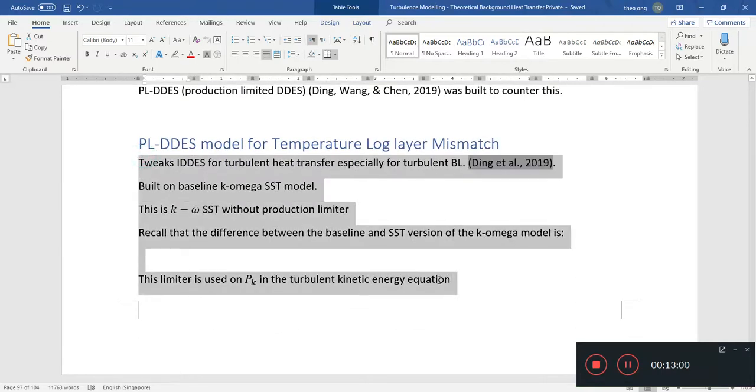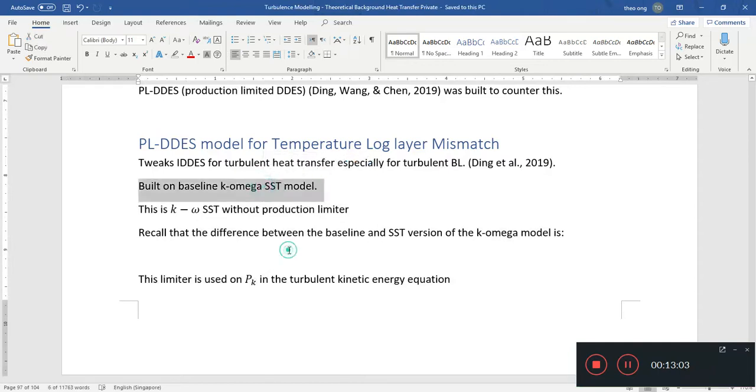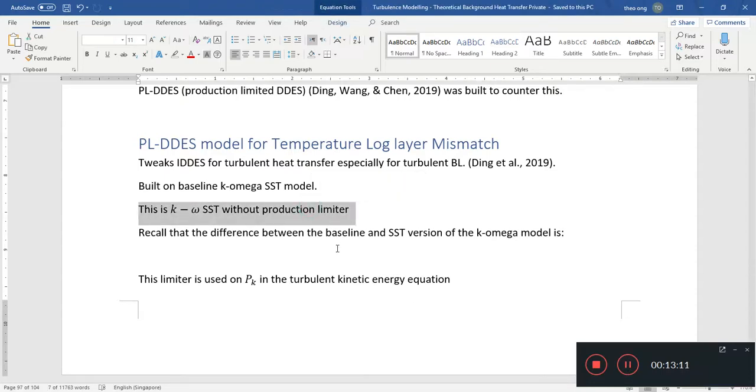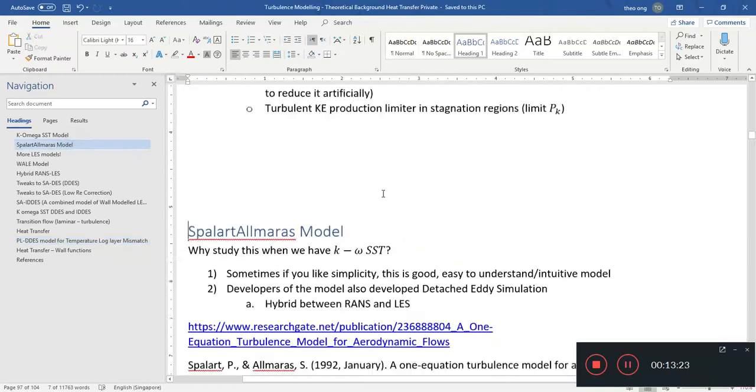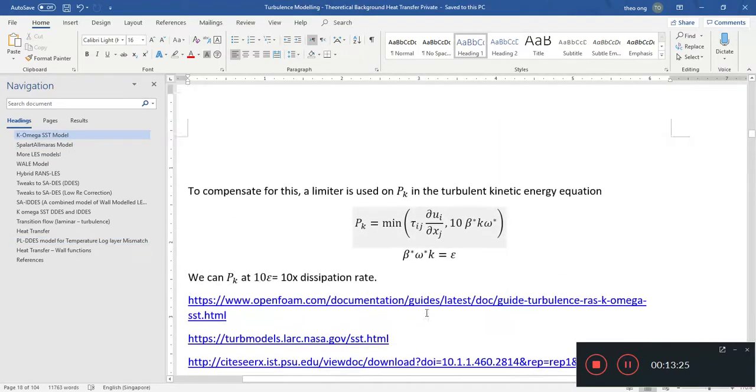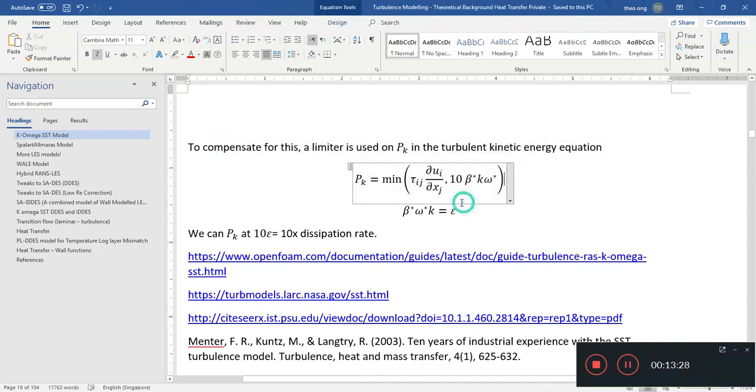So yeah, here we are, the PLDDES model. I'll just start here. It is built on the K omega SST, or rather the BST, the baseline model, not the SST model. So this is K omega SST without the production limiter. If you remember, in the K omega SST there is a production limiter. So you have it somewhere here where you have a production term, which is a minimum of some tau ij del uj del ui del xj, and then you have 10 times the dissipation rate being your maximum turbulence production here.